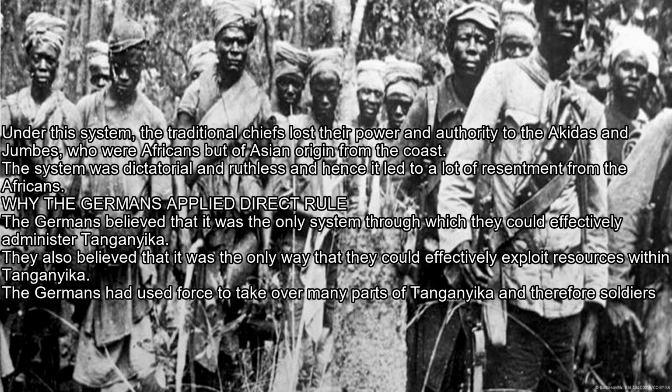Under this system, the traditional chiefs lost their power and authority to the Akidas and Jumbes, who were Africans but of Asian origin from the coast. The system was dictatorial and ruthless, and hence it led to a lot of resentment from the Africans. Why the Germans applied direct rule?